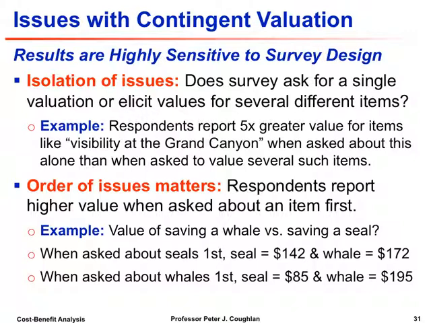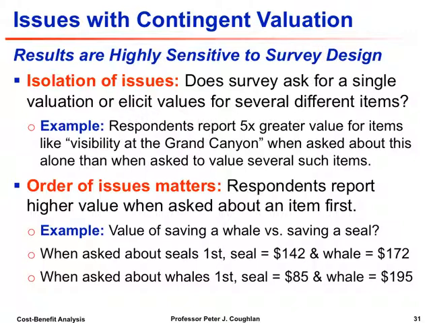Also, simply the order you ask them matters. Here's an example. If I ask you what's the value of saving a whale, and then ask you what's the value of saving a seal, or I ask you about a seal first and then a whale, whatever I ask you first, you will put a higher value on than if I ask you second, right? So in this example, when they asked about seals first, the life of a seal was worth $142, and a whale $172. When they asked about whales first, the seal was worth only $85, and the whale was worth $195.